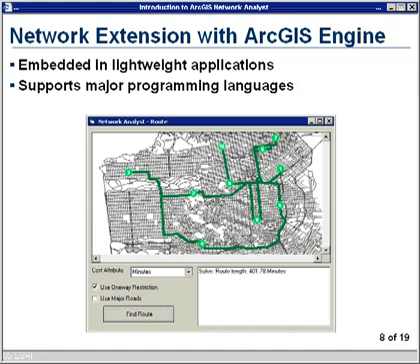Using ArcGIS Engine with the Network extension, network-based spatial analysis can be embedded within lightweight custom applications. This is useful when you have a very specialized, streamlined application or when you just want to embed network analysis into a non-GIS application. All major programming languages are supported, including Visual Basic, C++, .NET, and Java.